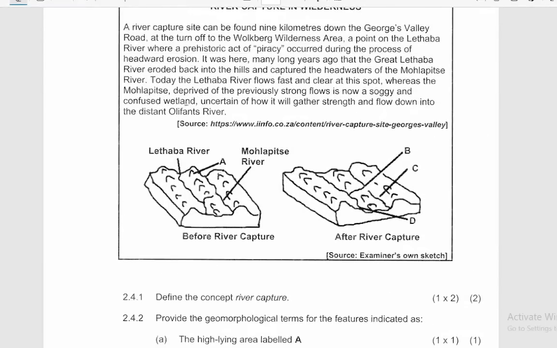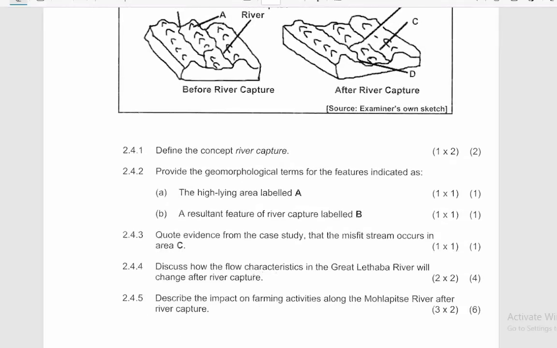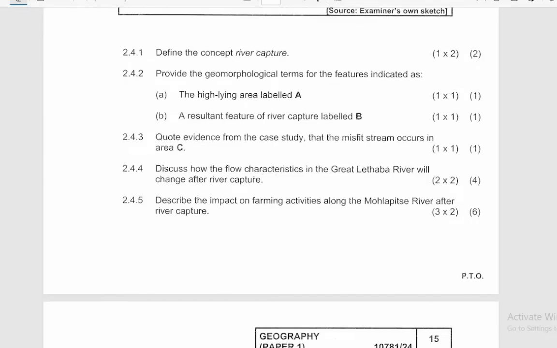Let's go to this one here. It's on stream piracy. Define river capture. I think what is important here is for you to indicate that there are two rivers, and what differentiates them is their energy. River capture is when a more energetic river, in this instance we are saying one river has got more energy, a more energetic river intercepts. That is what is important. Talk about the energy.